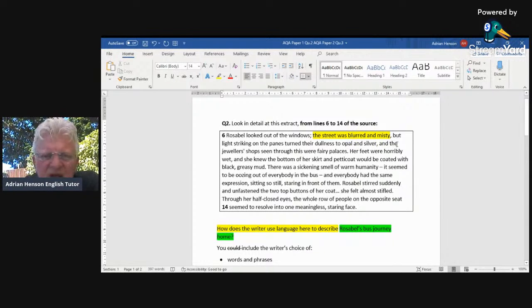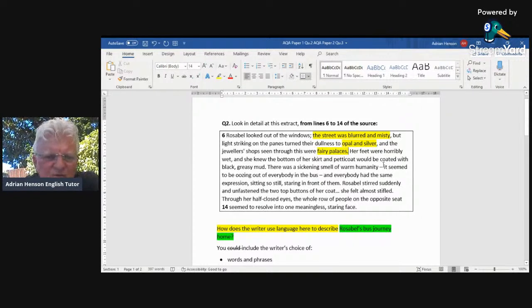Then it moves on. It says, but light striking on the panes turned their dullness to opal and silver. Well, they're sort of jewelry references. So they're looking at light on the window panes, and the jewelers' shops that the light hits, seen through this, were fairy palaces. Well, we know that the jeweller's shop is not a fairy palace, so that is probably a metaphor.